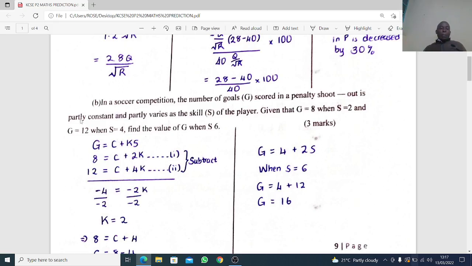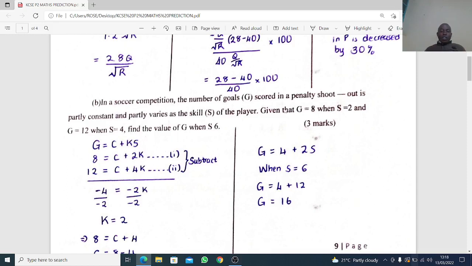When you hear the words partly constant, that means you form simultaneous equations, because there is an addition: partly constant and partly varies as this. So G equals a constant, I call it C, plus, and partly varies as the skill S, so plus KS, another constant K and S.